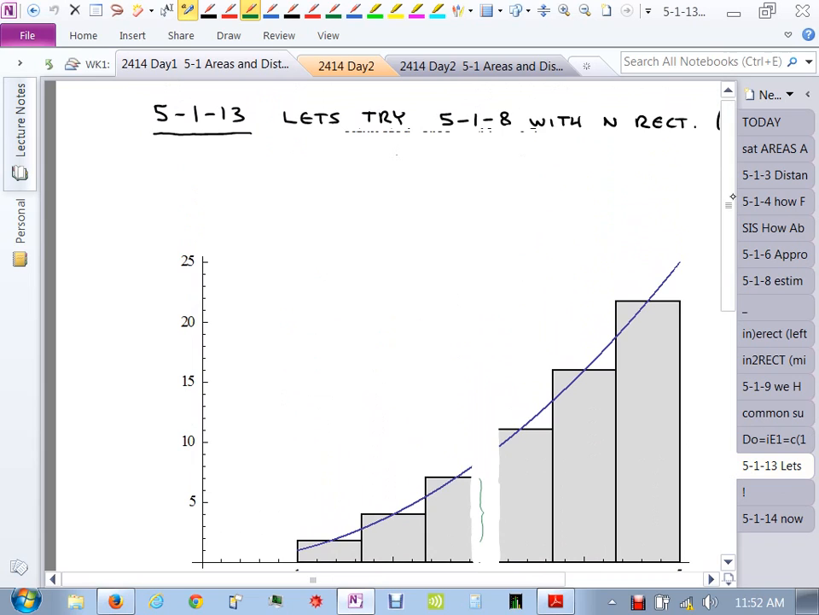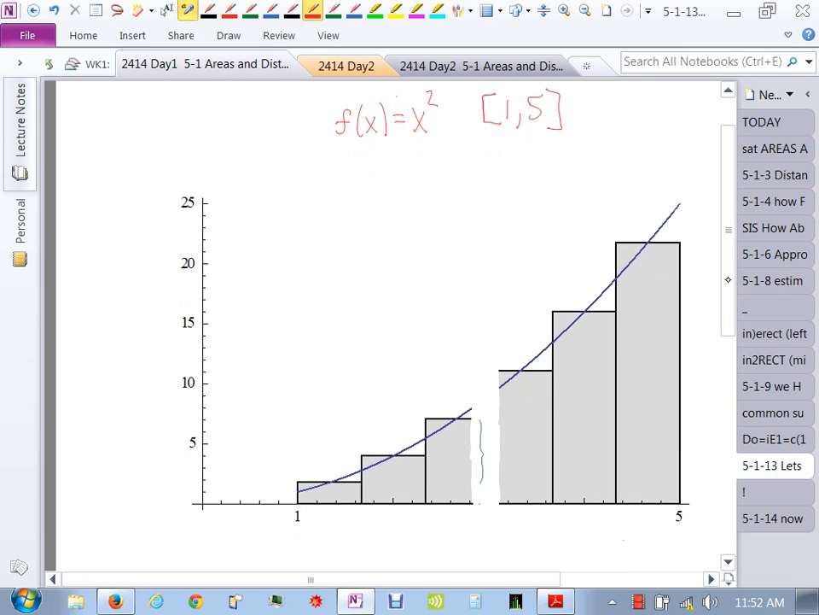We are now going to take this problem. The function is still f of x equals x squared. We're still on the interval 1, 5. But we are now going to try and do this with n rectangles. All right? N rectangles. Do you see in the graph I kind of erased the middle? I did that because I don't want you to think that there were actually 6 rectangles here. There aren't 6. There's n of them.